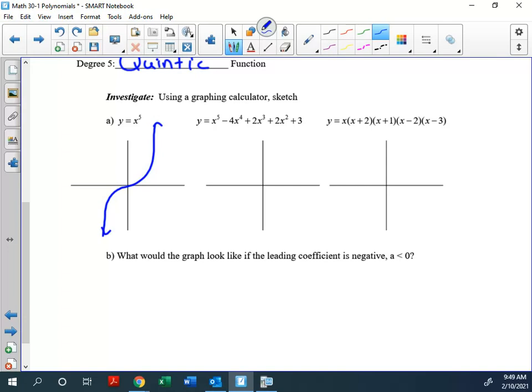So, positive leading coefficient, it's going to start in quadrant 3, end in quadrant 1. I know this is a degree 5, so it's going to start in quadrant 3, end in quadrant 1. And remember, I also know the y-intercept is going to be up there at 3. So when I just look at that equation, I can now say it's going to start here and end here.